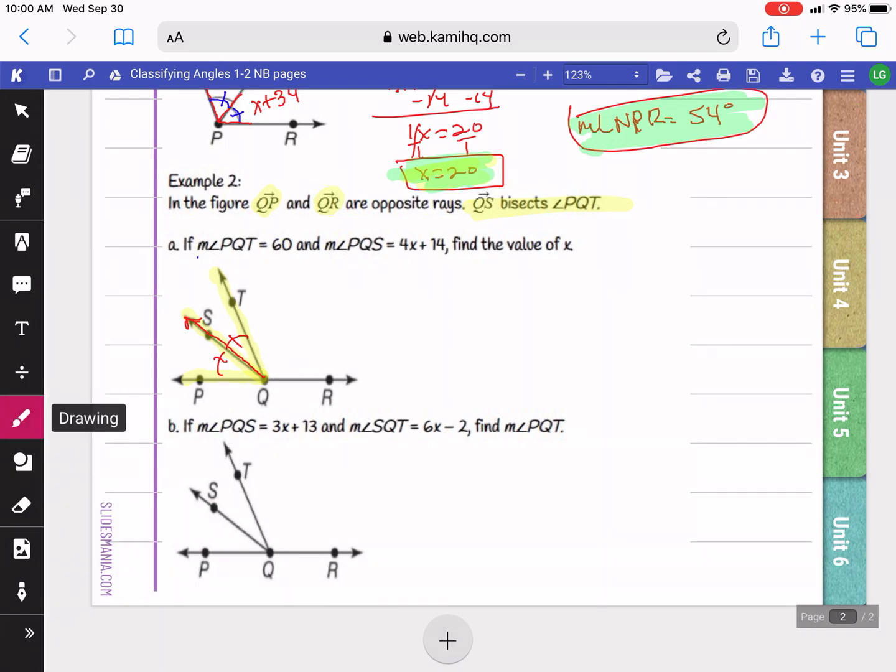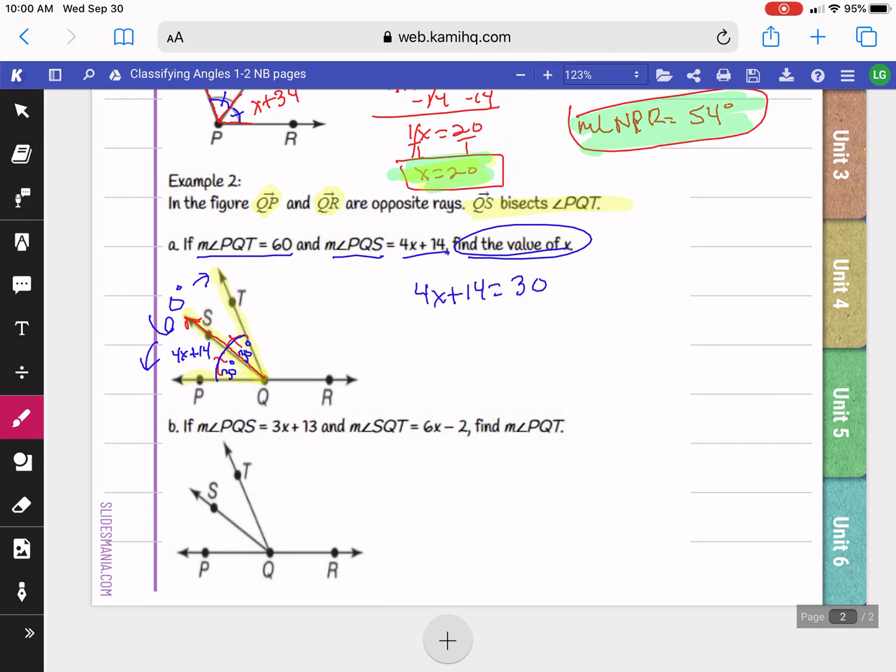In the following question, they tell us angle PQT is 60. So angle PQT is actually that whole big angle right here. So they're saying the whole angle is 60 degrees. And angle PQS, which is the left one, is 4x plus 14. They want us to find the value of x. Since we know that angle PQT was cut into two congruent halves, if the whole thing is 60 and we divide by 2, each of those angles is equal to 30 degrees. So if I want to solve for x, I can set 4x plus 14 equal to 30, and then I can solve. So my answer for x is 4. Here they didn't ask us to plug it back in because we already know each angle is 30 degrees. So we're just solving for x.